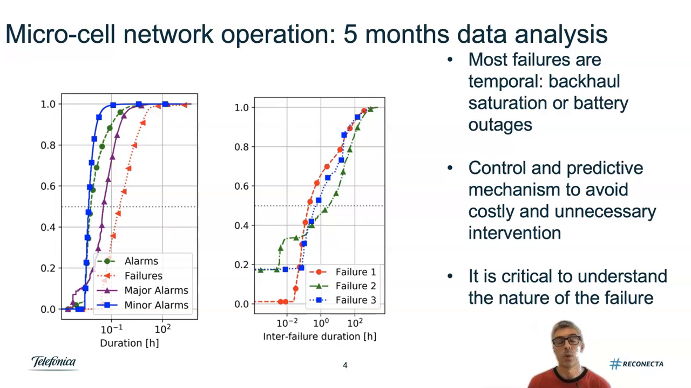So as all these sites are really remote and hard to reach, it's very important not to schedule an intervention if the failure is temporary and is going to go away right after. So it's important to have control and predictive mechanisms to avoid costly and unnecessary interventions. This is a typical example where advanced network analytics can help. It's also very important to understand the nature of the failure so the team will be equipped with the right elements to go to the site and fix the problem, as it's not possible to carry a solution for all the problems, especially in this remote area with long distances.